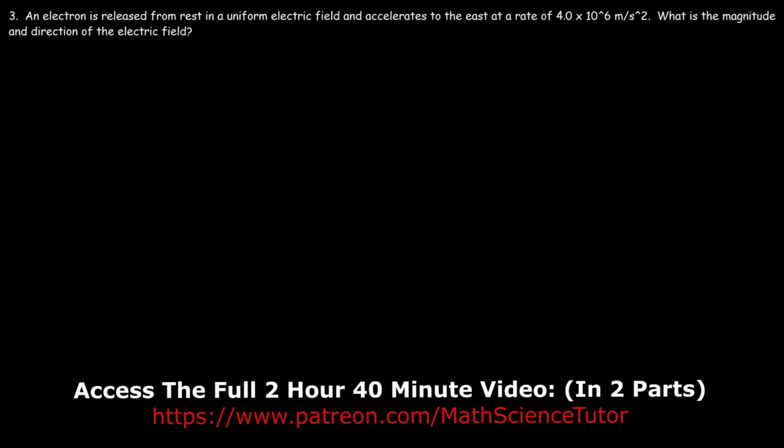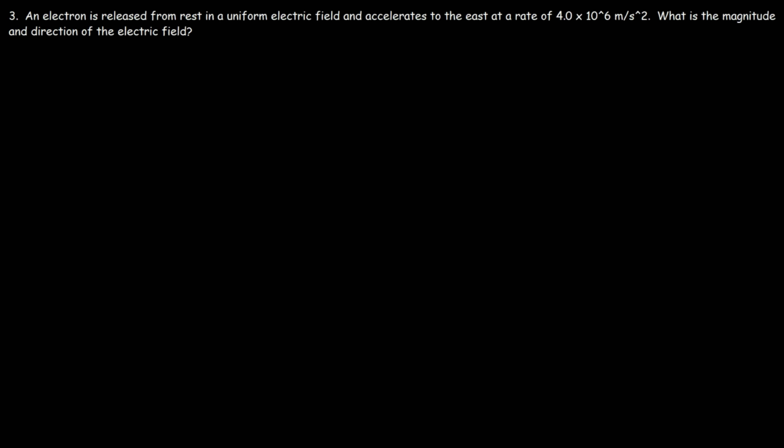Number 3. An electron is released from rest in a uniform electric field and accelerates to the east at a rate of 4 times 10 to the 6 meters per second squared. What is the magnitude and direction of the electric field? So let's draw a picture. So first, let's draw our electron. And then it is accelerating towards the east.